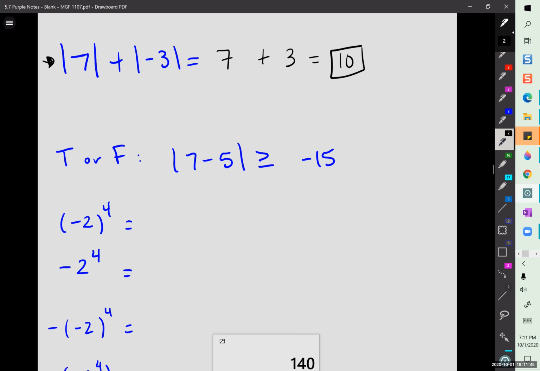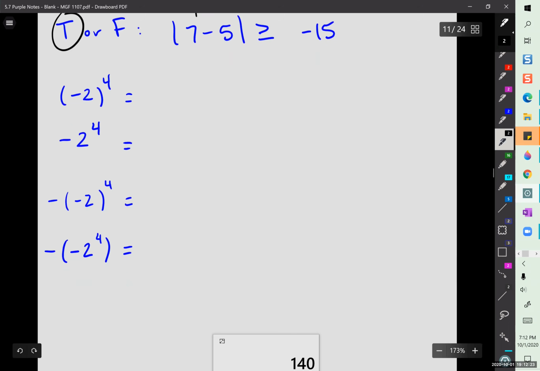Correct, Tiffany, from your previous problem that you sent in the chat. Correct, Tiffany. Correct, Kimberly. So when we evaluate this one, 7 minus 5 is 2. Absolute value of 2 is 2. This is saying 2 is greater than -15. That's a true statement.